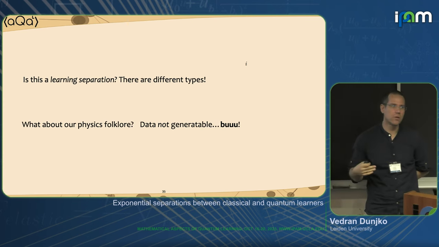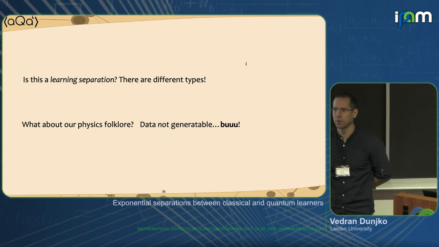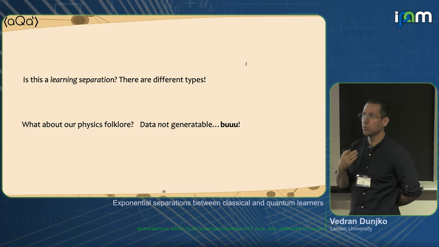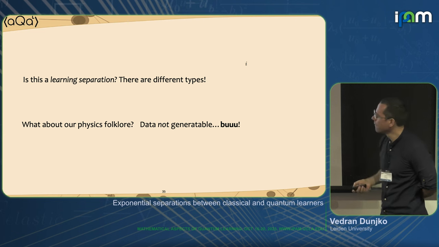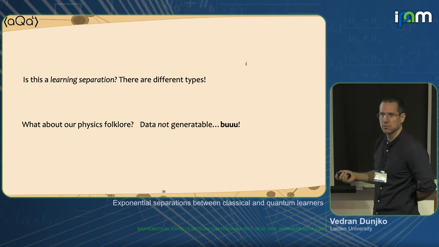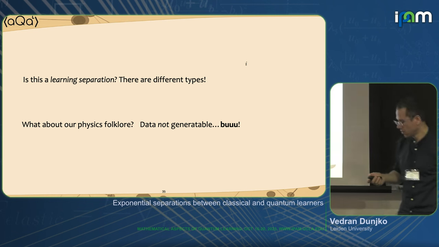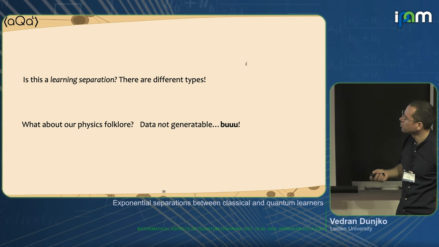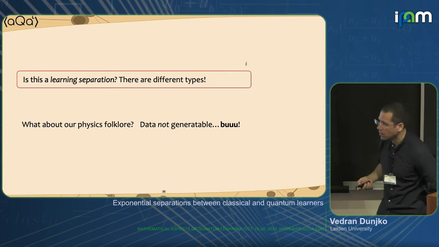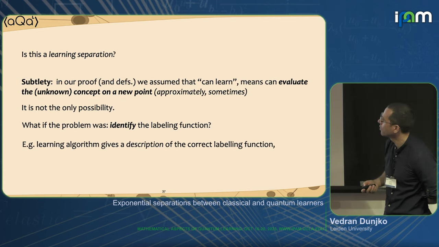First, I could argue that this doesn't necessarily bring about learning separations in the sense in which I would consider something learning. And the second one, what about my physics? I want my physics. My physics, I cannot generate the data efficiently, classically. I don't know how to do that. So I'm still kind of stuck. So we're going to do these two things and something in the middle. I might need to hurry up a little bit.